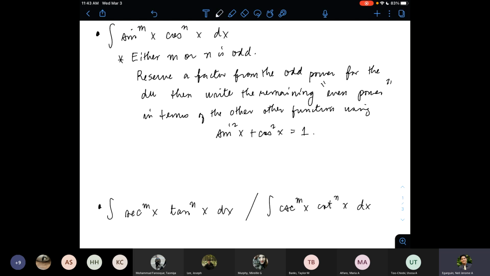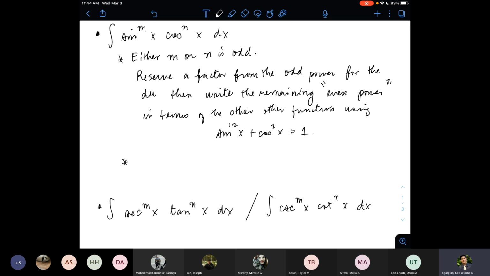Now I realize that is a handful of a sentence there, but essentially, when you see something is odd, isolate one factor from that odd power, right? So we'll now have an even power times a single factor. That single factor will be reserved for the du, and then the remaining even power should be expressed in terms of the other function using this Pythagorean identity. And as always, maybe it is easier if I show you an example, but that's the idea here.